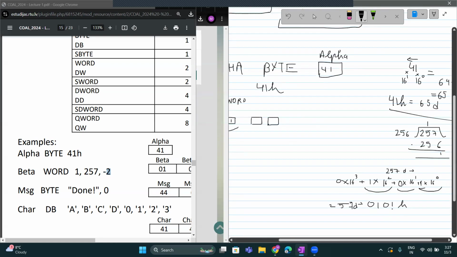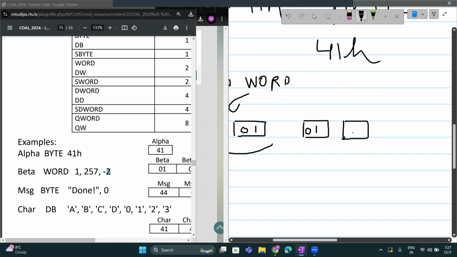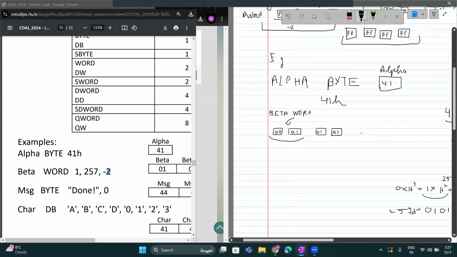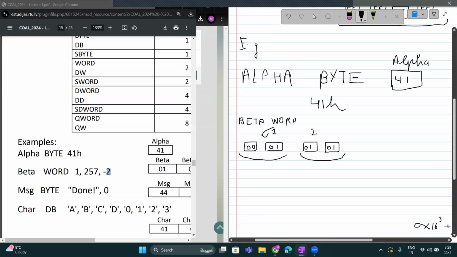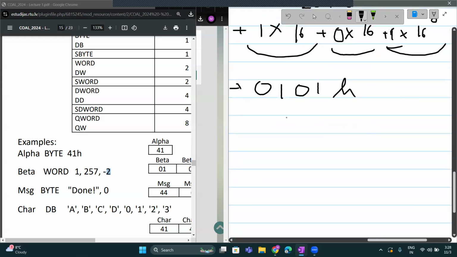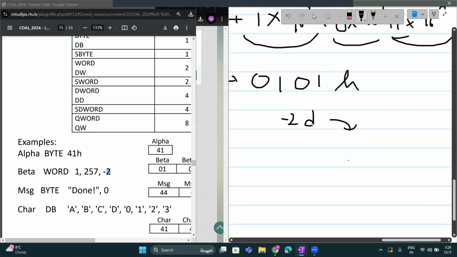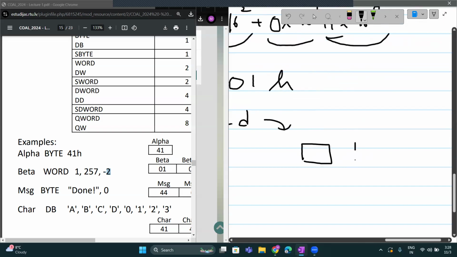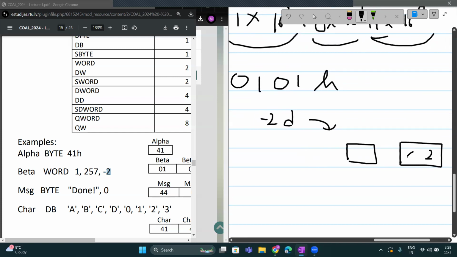So if we want to write this in a word, we just write 0101. So this is 257, and then this was 1 first of all, then 257, and then minus 2. And how do we represent negative numbers? Negative numbers. First of all, minus 2D. First of all, we write the positive value of this, and what we are doing is we are trying to get a word, so we write it in word form, and 2 in hexadecimal is just basically 2.